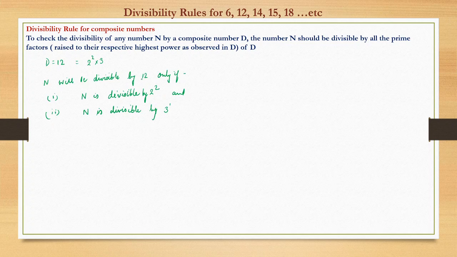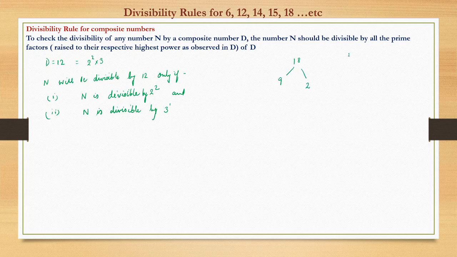In the same way we can say for 14 also. A number will be divisible by 14 if it is divisible by 2 and 7 both. Same for 18: if a number is divisible by 9 and 2, then the number will be divisible by 18 also. So this is fairly simple. For 12 we have seen. For 18 it will be 9 into 2.